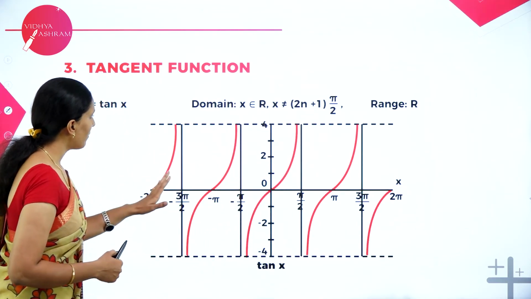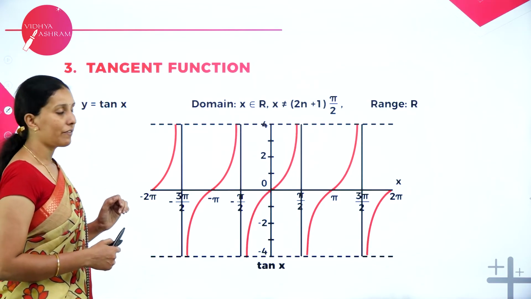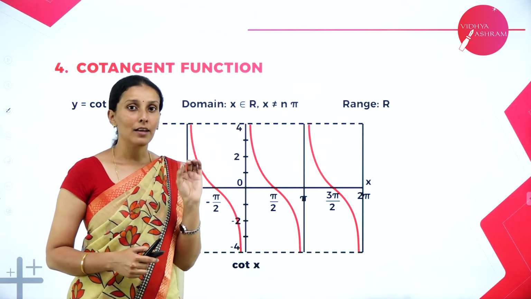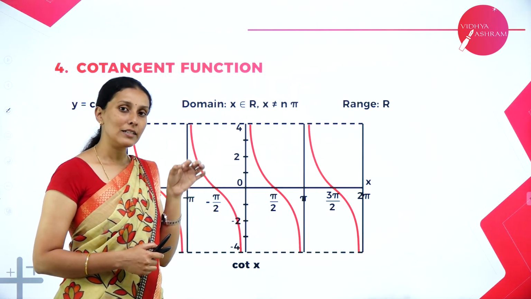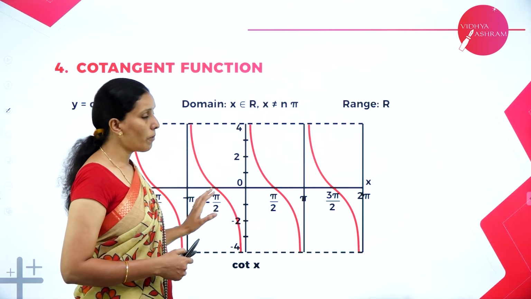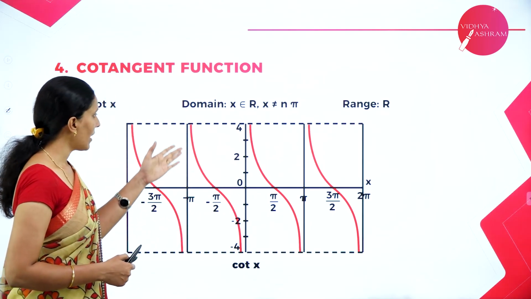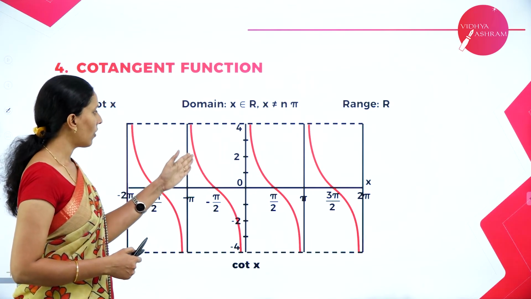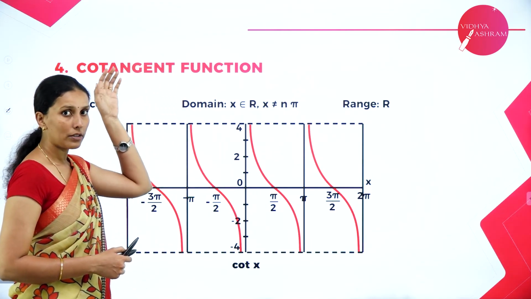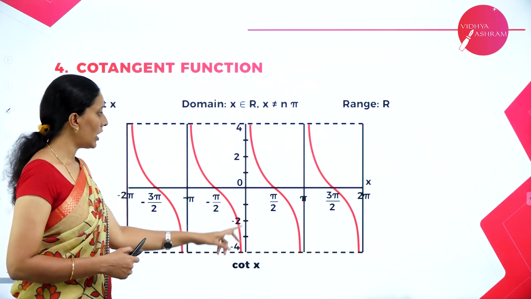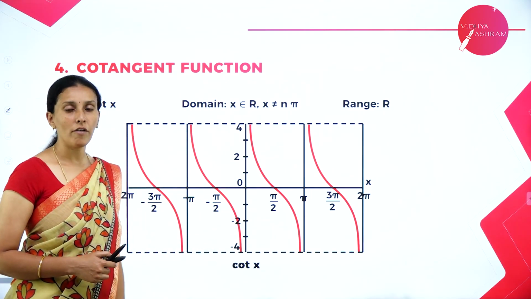As in the case of the tan function, cot is also defined for the domain where the angle is not equal to n pi. Other than n pi angles, it is defined for all angles, and the range of the cot function is also any real number, because you can see the graph here, the value of the graph goes on increasing above the axis and decreasing below the x-axis, which indicates the infinite values of the function.